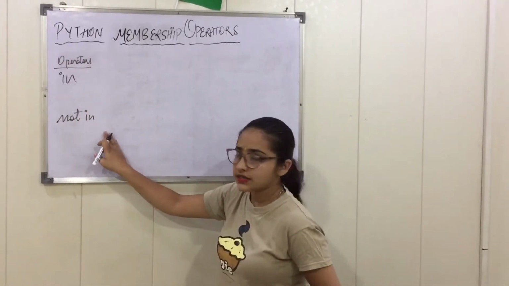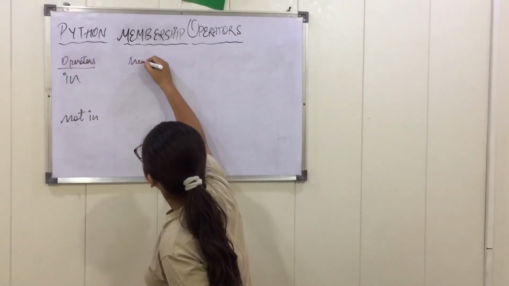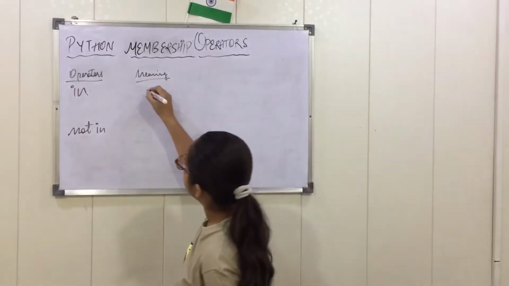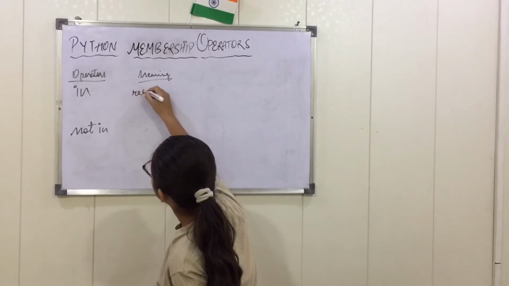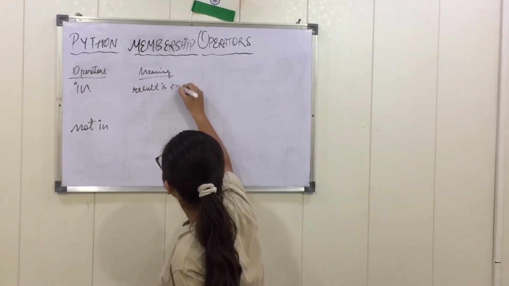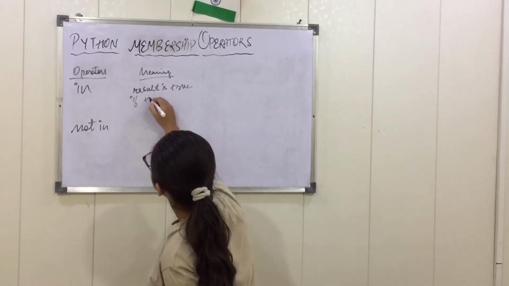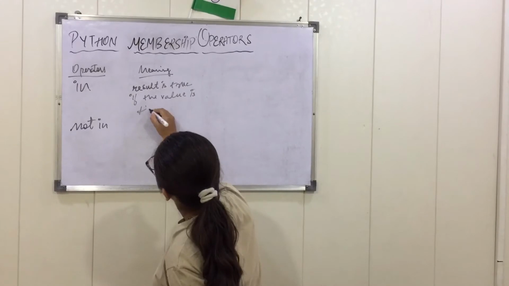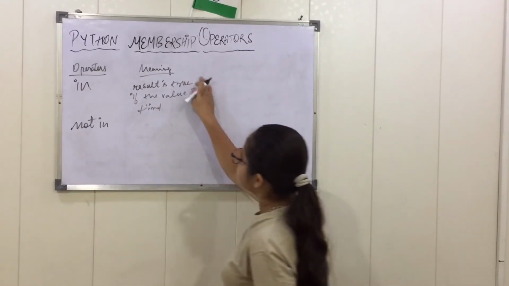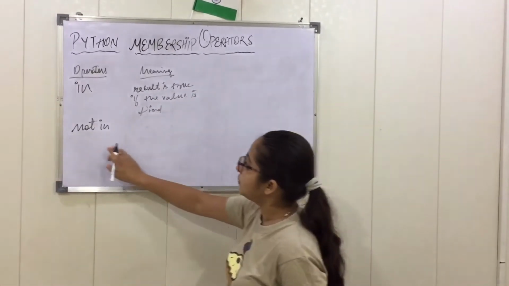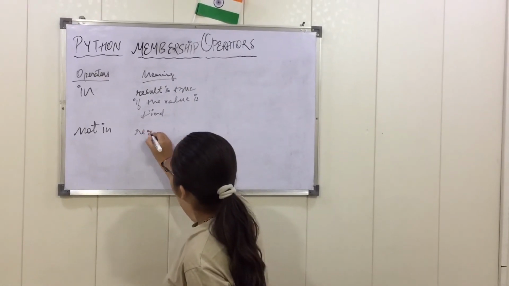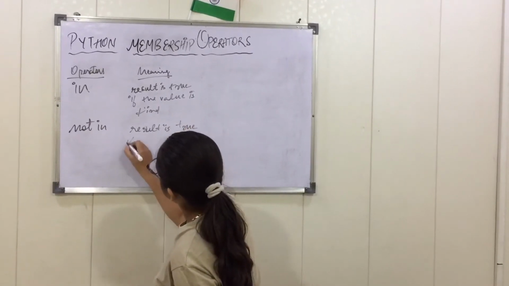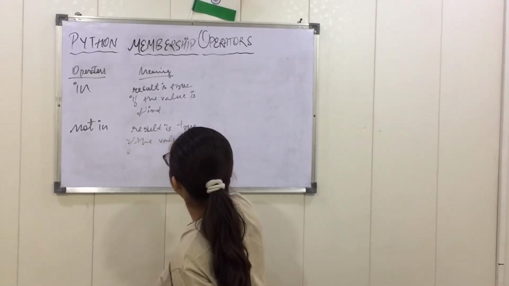These are the membership operators, and the meaning is: the in operator returns true if the value is found. The not in operator returns true if the value is not found.